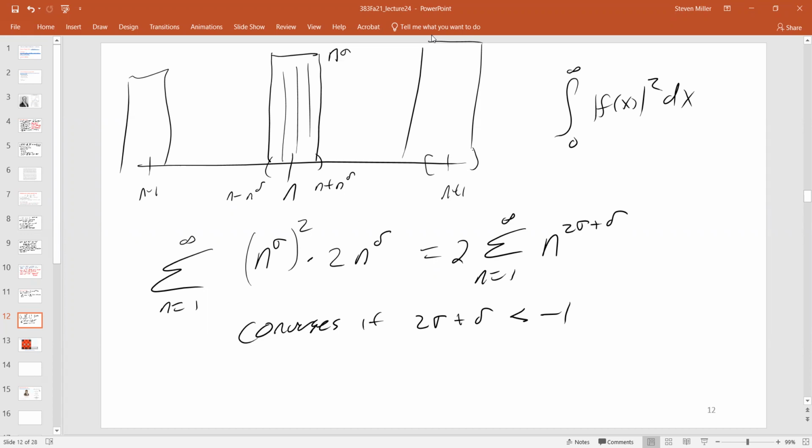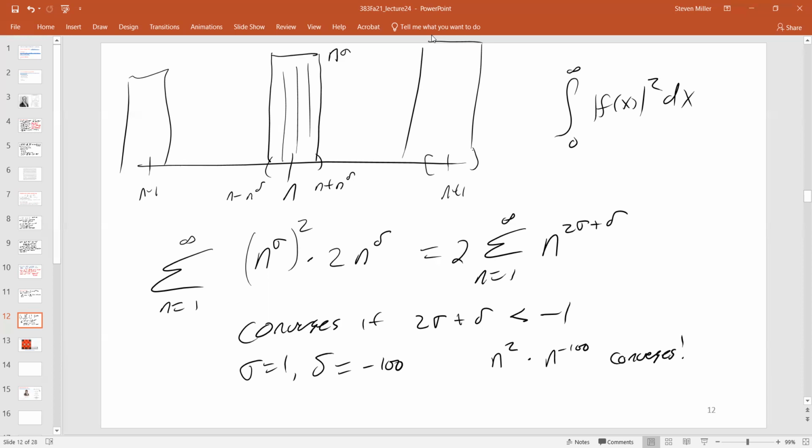Sorry, should be plus delta. So I need to choose delta appropriately. If I choose delta, for instance, let's take sigma equals 1, take delta equals negative 100. Then you're going to have something that looks like n squared times n to the negative 100. That converges.